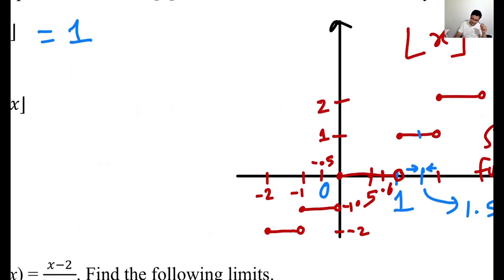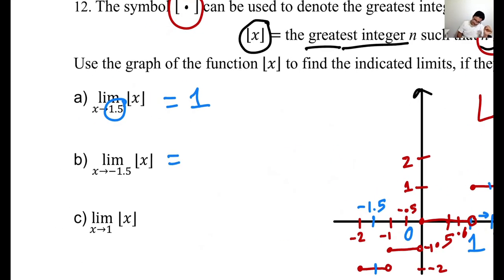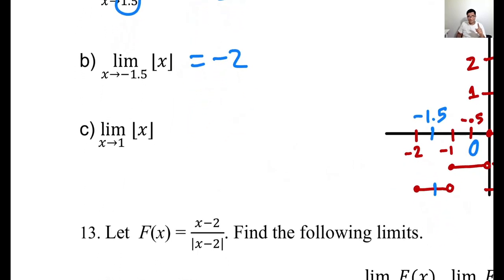Similarly, you can check now. If you are at negative 1.5, you can go down and see, all of them between negative 2 and negative 1 are mapped to negative 2. So this is negative 2. But what if you are approaching 1?